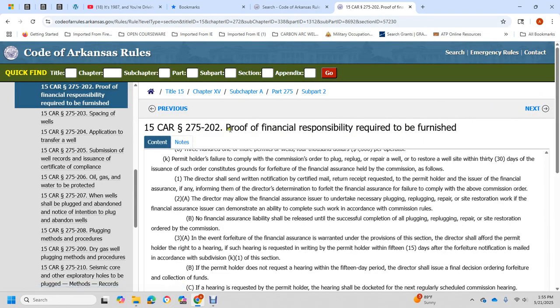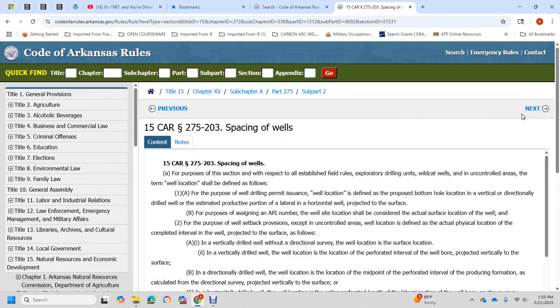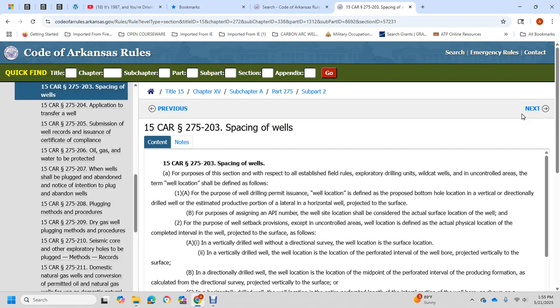Alright, that was 275-202, proof of the financial responsibility required to be furnished. Alright, Title 15 Code of Arkansas Rules 275-203, spacing of the wells.